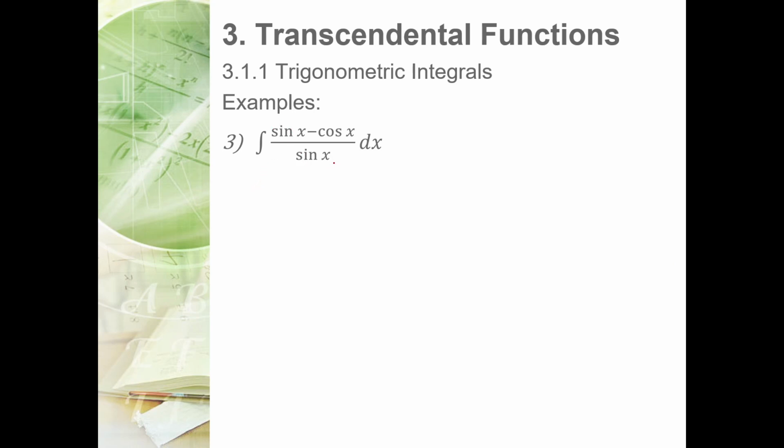So notice that these two, the numerator can be divided into two sets of fractions. So this one can represent as one fraction, and then the other one can represent another fraction. So this becomes the integral of sine x over sine x minus cosine x over sine x dx. So sine x divided by sine x, that would be the integral of 1 minus, this one is cotangent, right? Cotangent x dx.